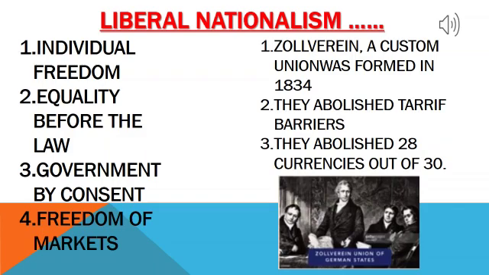At the same time, the customs union was also formed in 1834, which was known as the Zollverein, and this helped in the abolition of tariff barriers in trade, and it also helped in the abolition of 28 currencies out of 30.